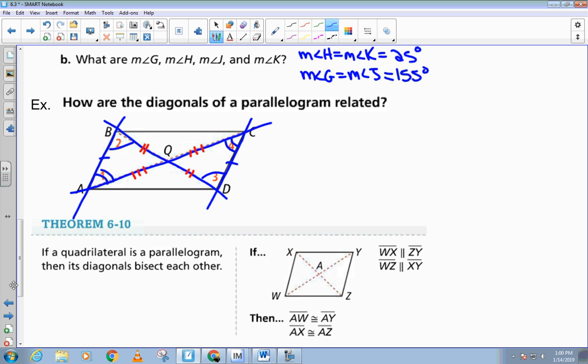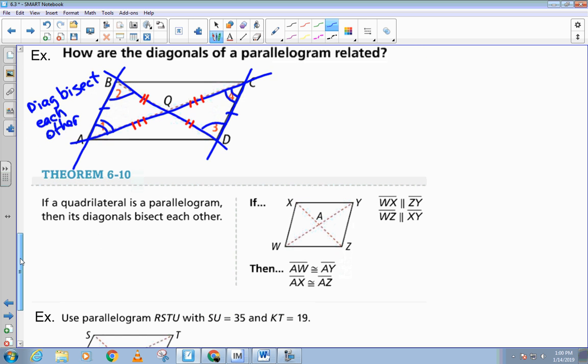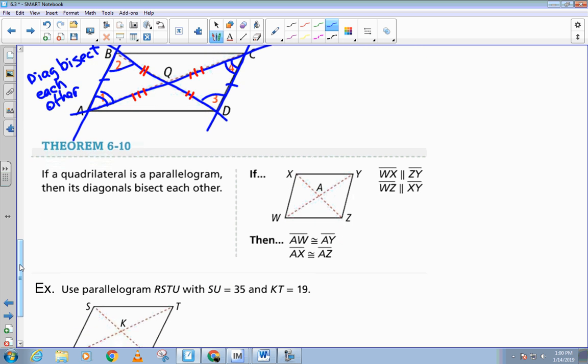They don't bisect angles though, and they aren't congruent. So the diagonals bisect each other, which is what this theorem states: if a quadrilateral is a parallelogram, then its diagonals bisect each other.